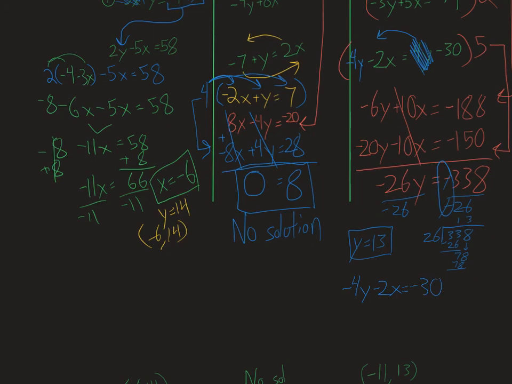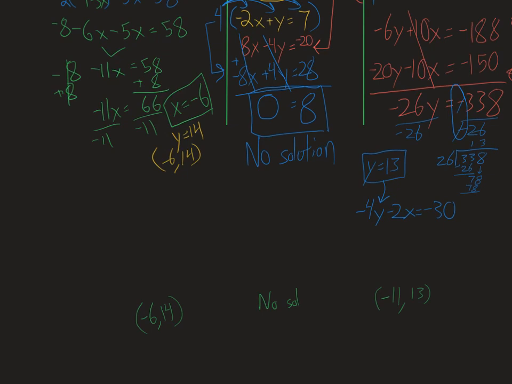And at this point, I think you know what to do. We'll plug in the 13 right there, and I'm just going to stop because we know what x is going to equal once we plug in. It's going to equal negative 11. We already had our 13.